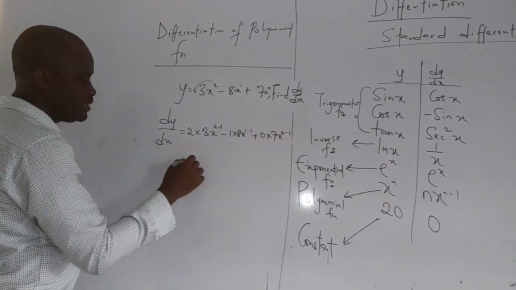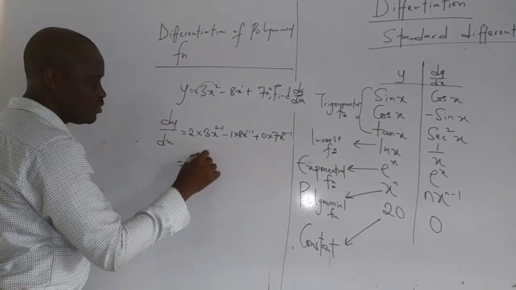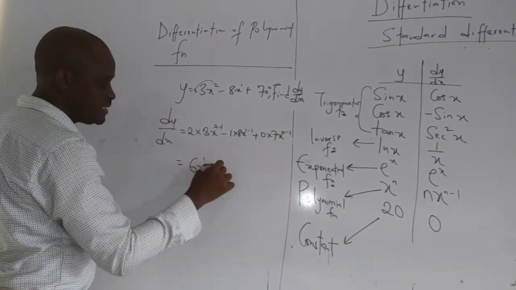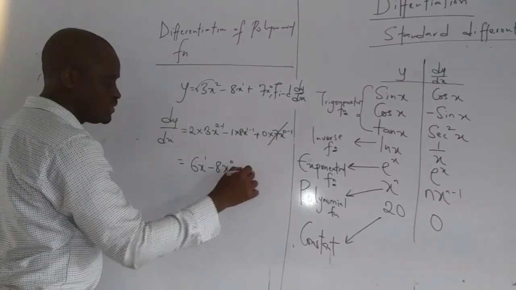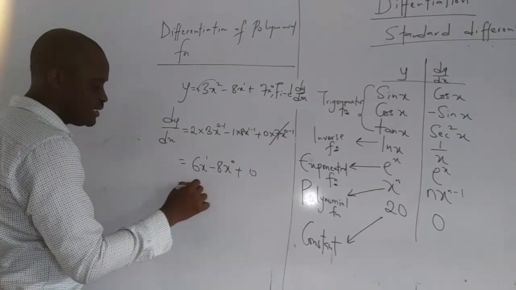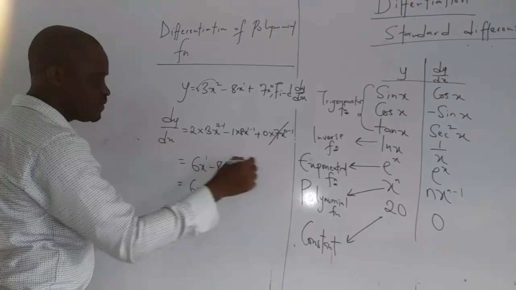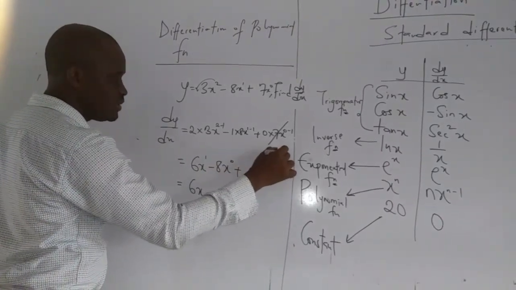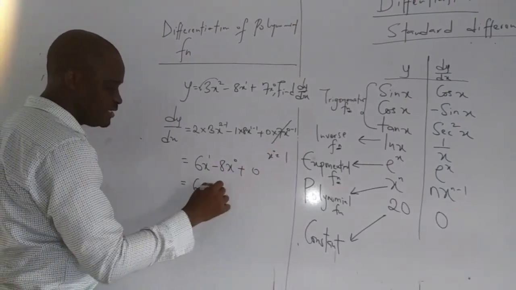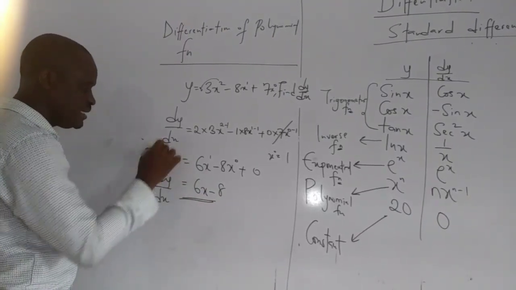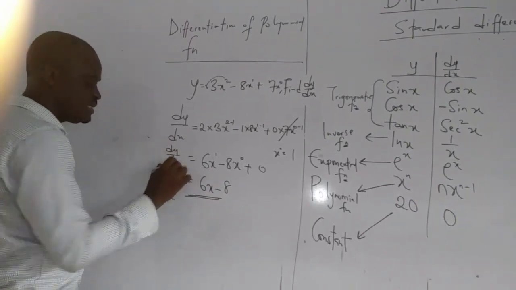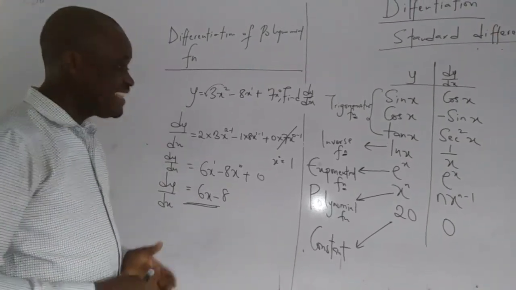So this will now be 6x raised to 1 minus 8x raised to 0 plus, of course, everything here is what? 0. So this will be what? 6x. Of course, x raised to 0 in indices is what? 1. So this is minus 8. So your final answer for dy over dx is 6x minus 8.